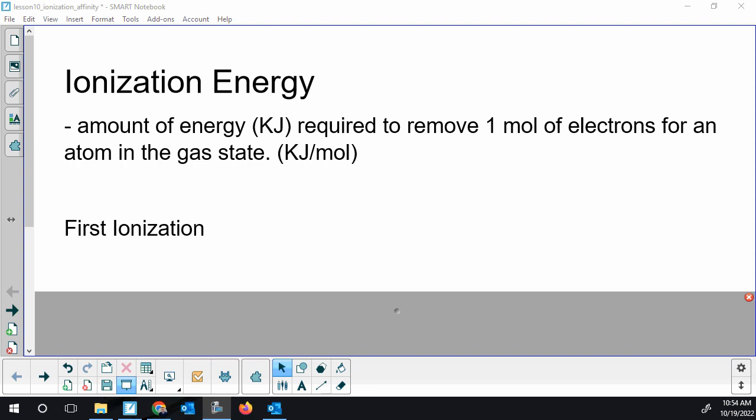We have two themes today. The first is ionization energy. The second is electron affinity. Ionization energy relates to the energy required to remove an electron.